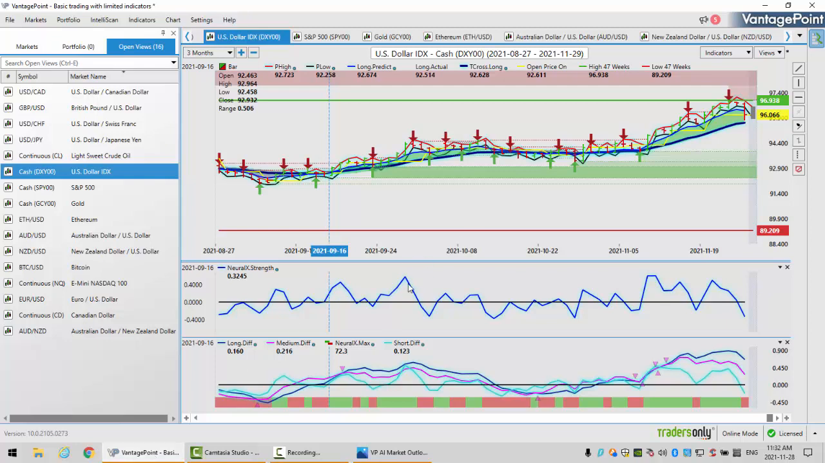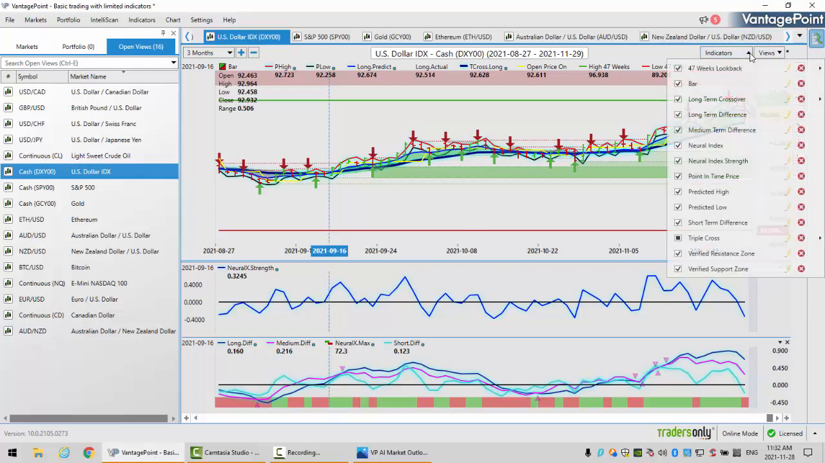Now, a quick update on what indicators we're using in this week's outlook. Our 52-week outlook is set to 47 weeks, so we can stay within the calendar year. We're using bars, not candles. Our long-term crossover, our long-term predicted difference, our medium-term predicted difference, the neural index strength meter, which we'll discuss in a moment, our point in time set at the weekly opening price. Now, we're also using our predicted highs and predicted lows.